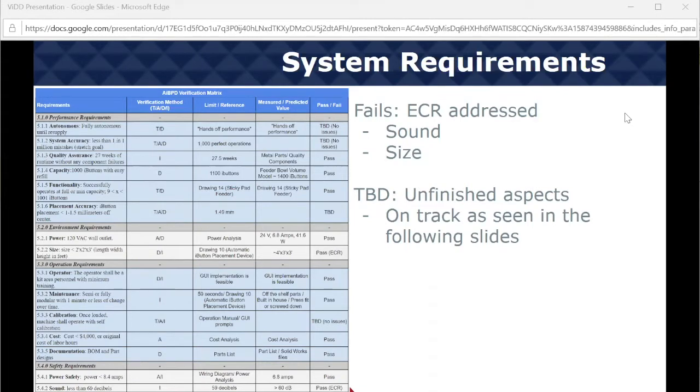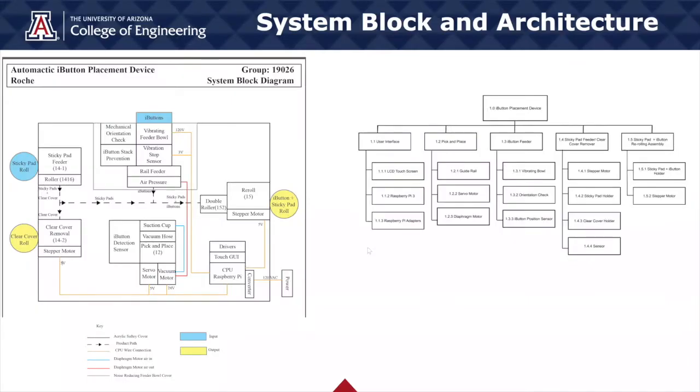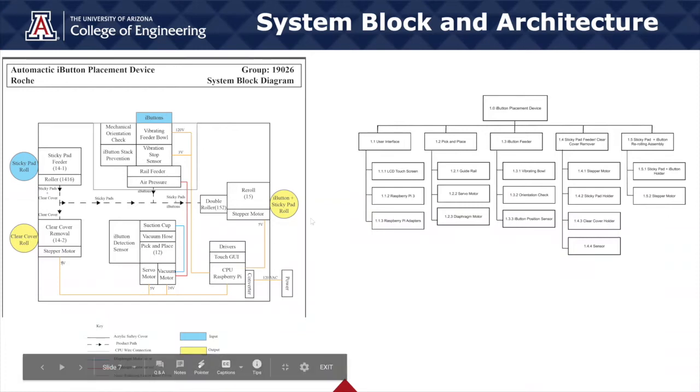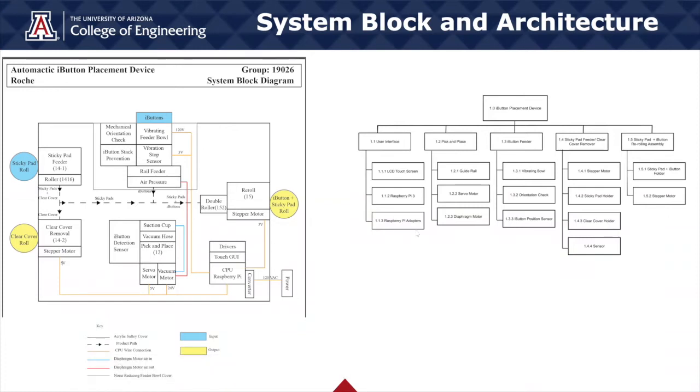The following slides have demonstrations that help take the next steps towards addressing the DVPs, as well as some of the passes as seen in the matrix. The system follows the numbering and labeling as seen in the system architecture and the system block diagram. Those include 5 sub-assemblies: the user interface, the pick and place or iButton placement, the iButton FeederBowl, the sticky pad feeder and clear cover removal, and the Reroll.